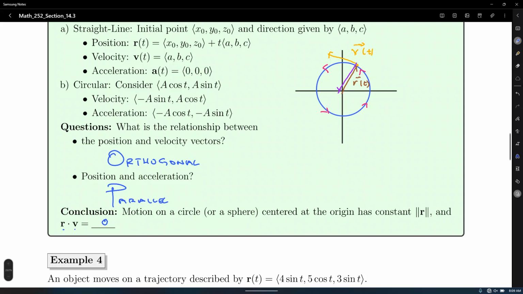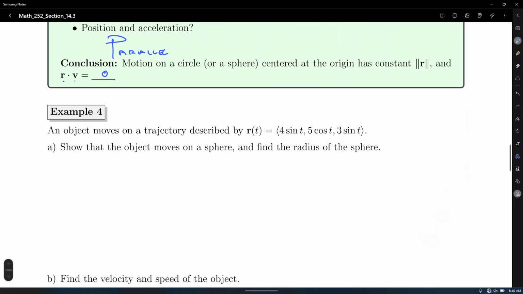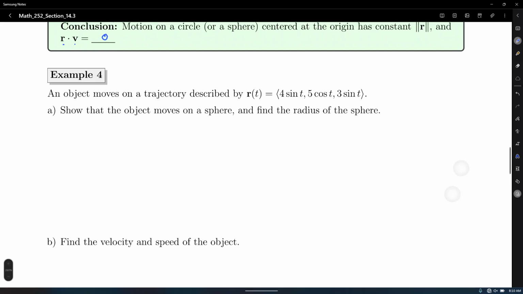All right, let's see a little bit of this in action with a curve in space. So we have this curve moving on a trajectory described by r of t equals 4 sine t, 5 cosine t, and 3 sine t. So we need to show that the object moves on a sphere. How are we going to do that?